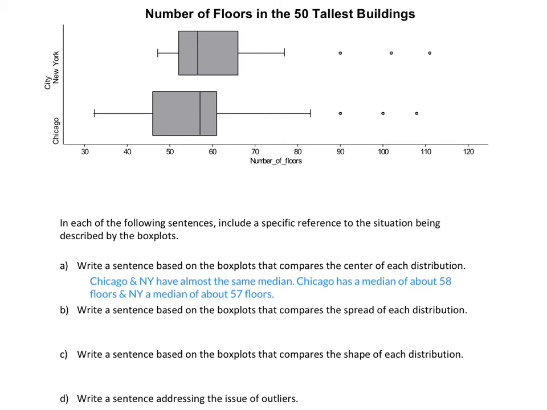You should have said something along the lines that Chicago and New York have almost the same median. You can even state that Chicago has a median of about 58 floors, while New York has one of about 57 floors. Now I want you to take a second and write a sentence based on the box plot that compares the spread.